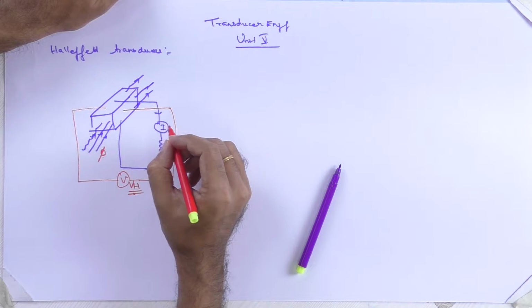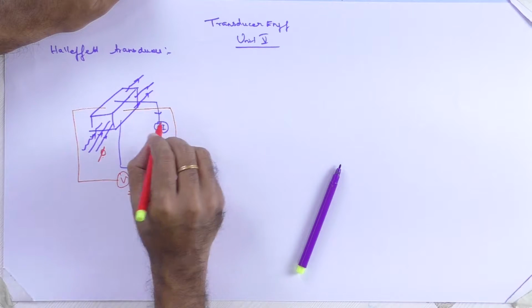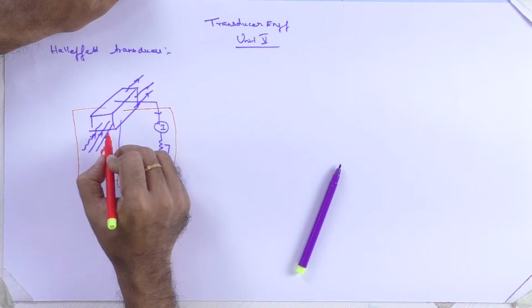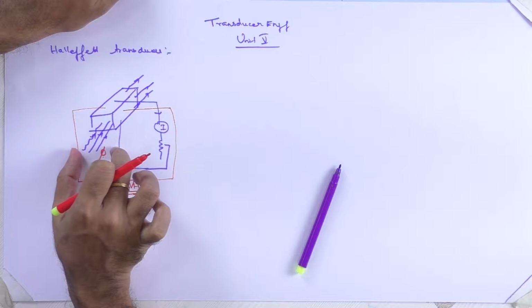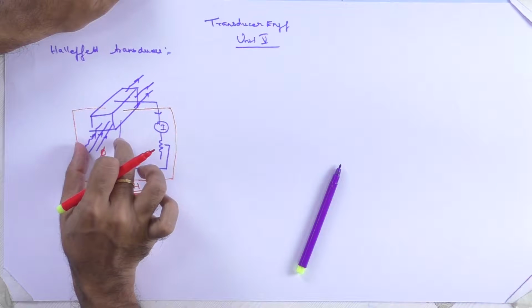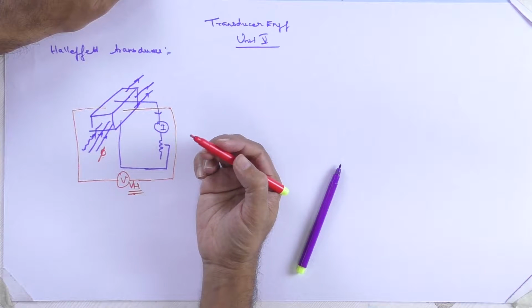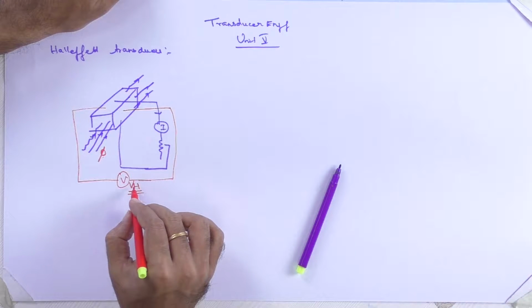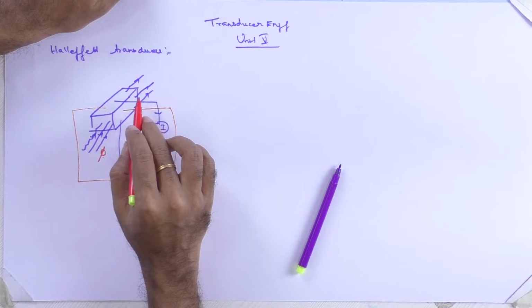This property is exploited in many different kinds of applications. For example, when you have a magnet, you remove the magnetic field and give an external magnetic field to the sensor, then it will be able to detect the magnetic field present in that region by the production of Hall voltage. So that is a major application.